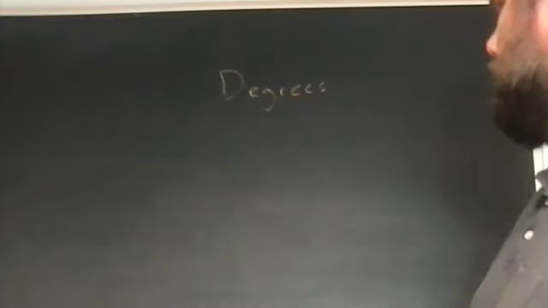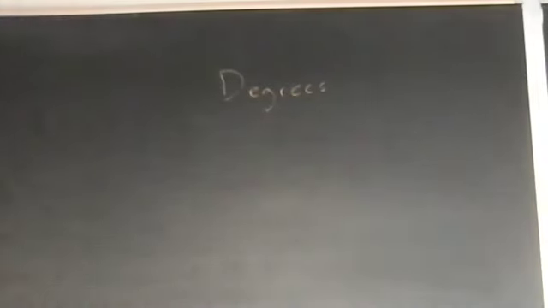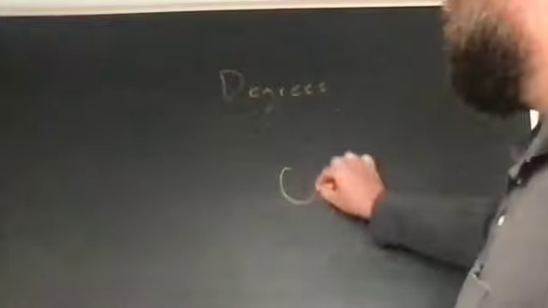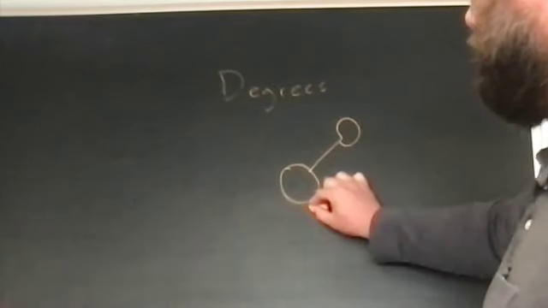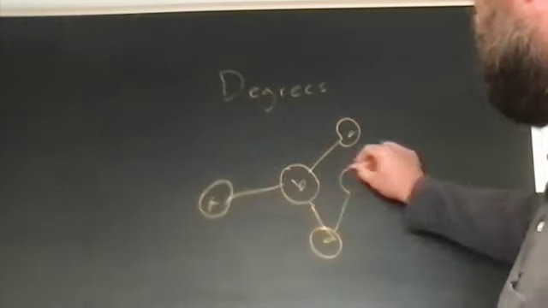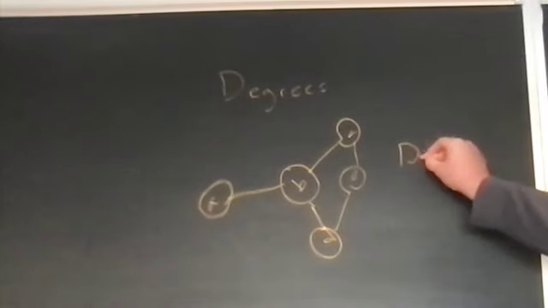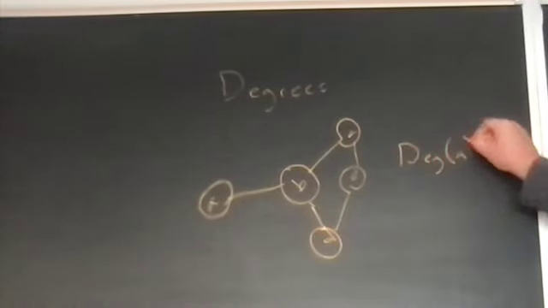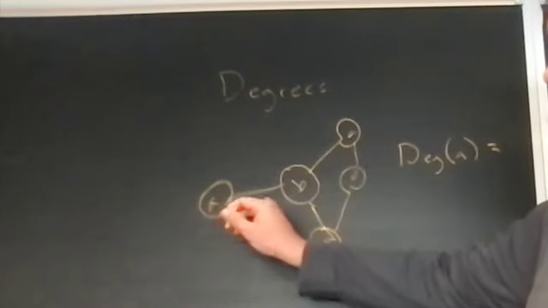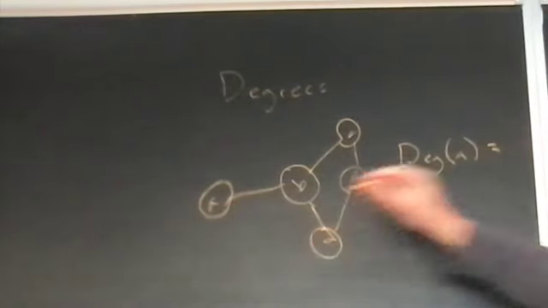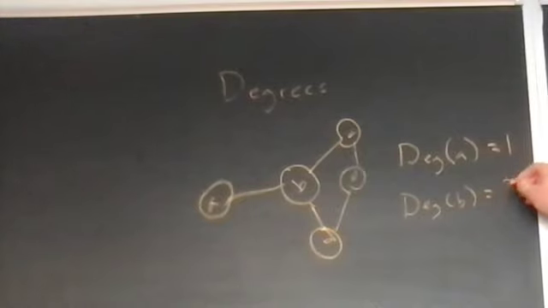So a degree of a vertex is how many other vertices are adjacent to it. So for instance, if I have this beautiful graph, we can look at the degree of each vertex. The degree of A would be the number of other vertices that are attached to it, or adjacent to it. So there's 1. And the degree of B would be 3.